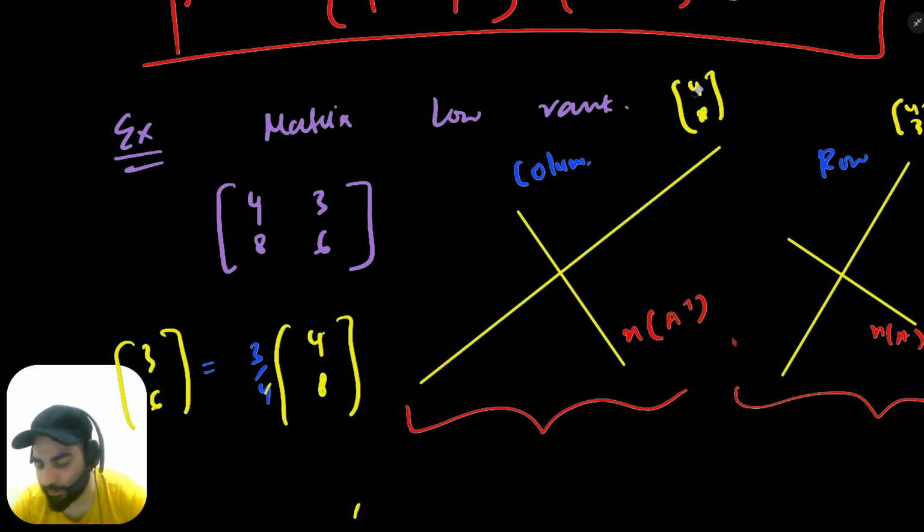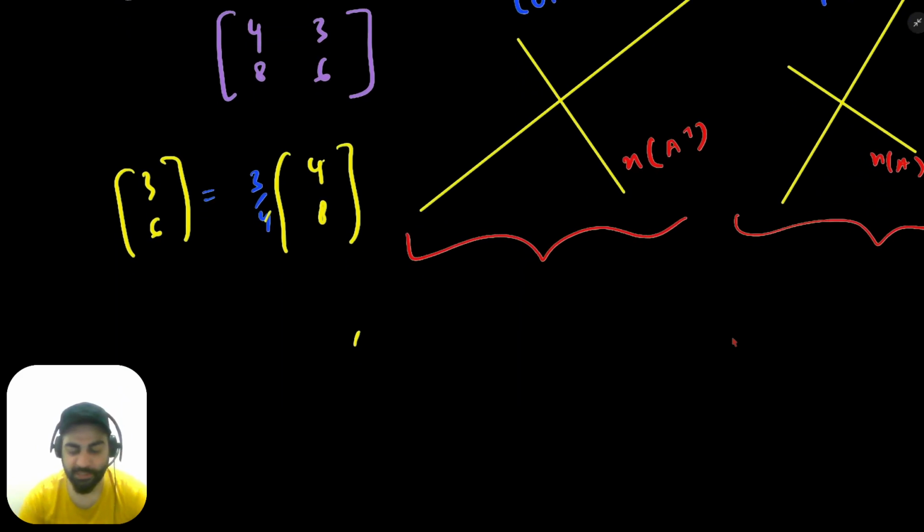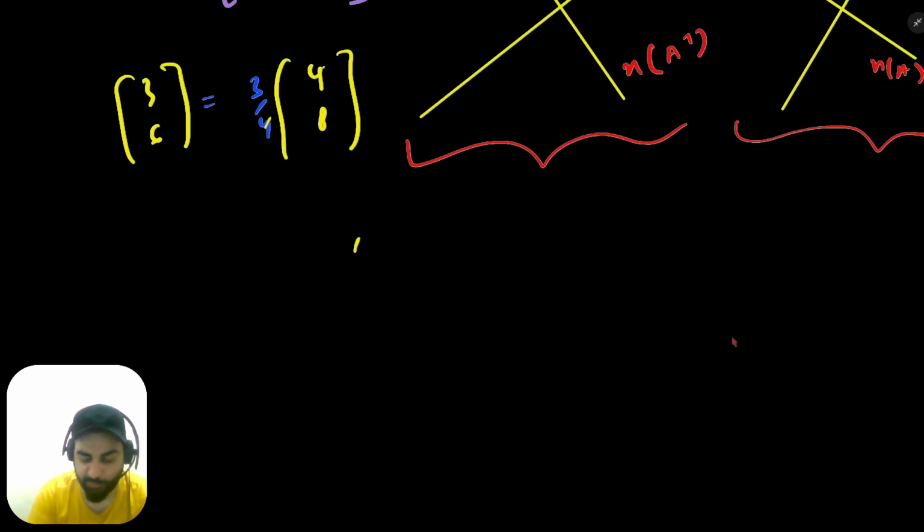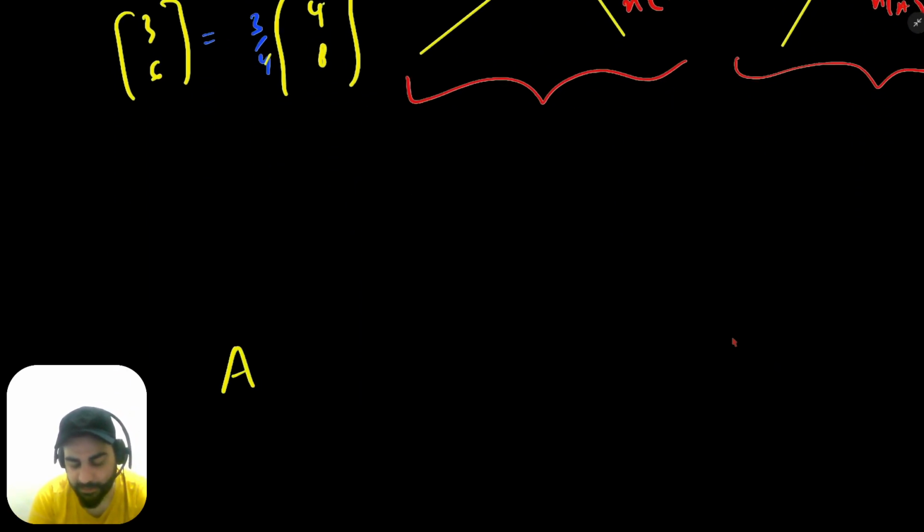Here you saw that the whole column space is represented by 4 8. Here you saw that the whole row space is represented by 4 3. Now we have this transformation A which takes this to this. Now you have to normalize these vectors. The normalization is easy: square root of 8 squared plus 4 squared, and square root of 4 squared plus 3 squared, you will get the values. So this is our A, and the matrix is 4 8 3 6.